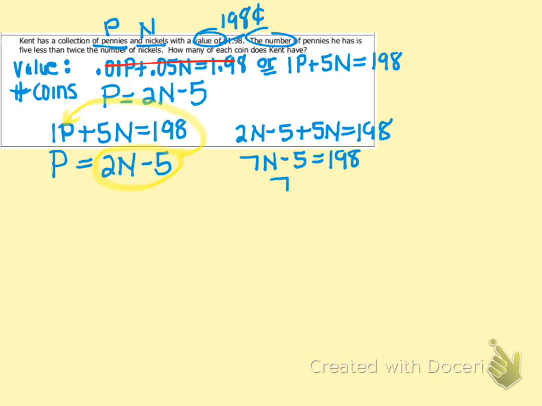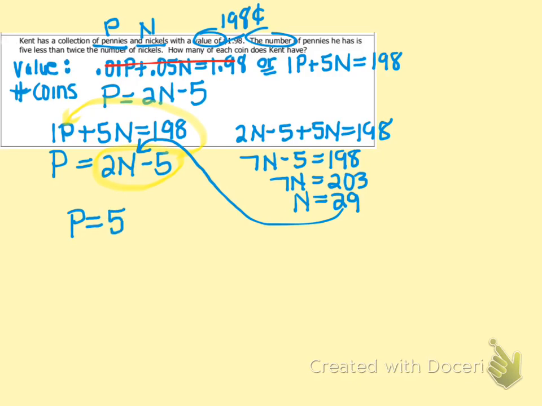If I add 5 to both sides, that makes 203. And 203 divided by 7 is 29. So that means the number of nickels is 29. And then all I have to do is figure out how many pennies by substituting in. I personally think plugging it in here is easy because it's already solved for p. So I just say p is equal to 2 times 29, which is 58, minus 5, and that makes 53 pennies.